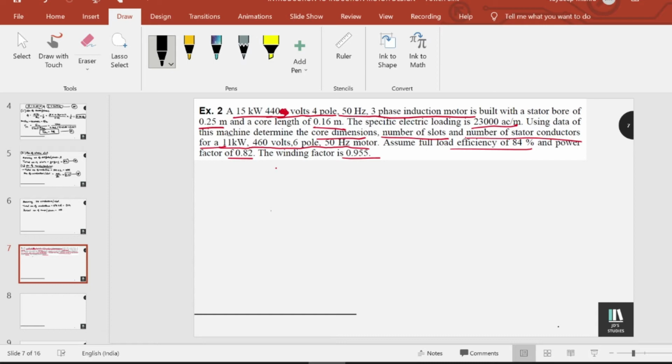First of all, we will consider the first induction motor. The solution is given by, first, for the 15 kilowatt motor. Here is the motor output, so we will find the motor input. What is the input? Input is equal to output divided by efficiency. Output is 15 kilowatt, efficiency is 84%, meaning 0.84. So we will get the motor input, which is 17.857 kilowatt.